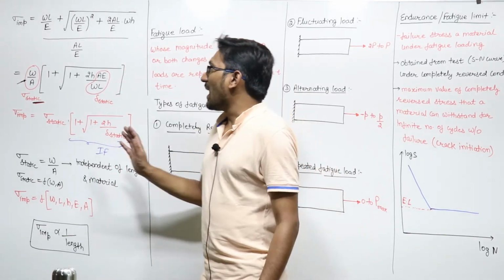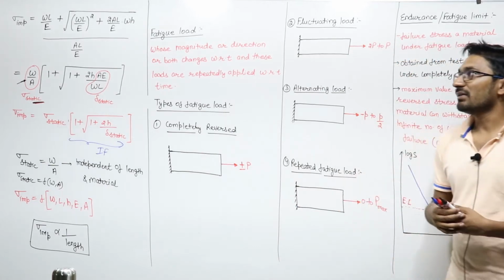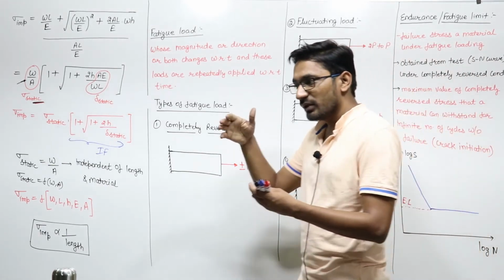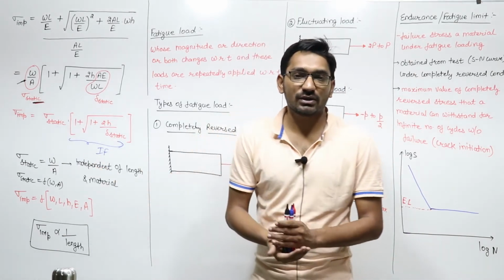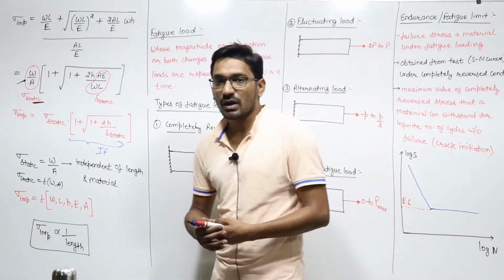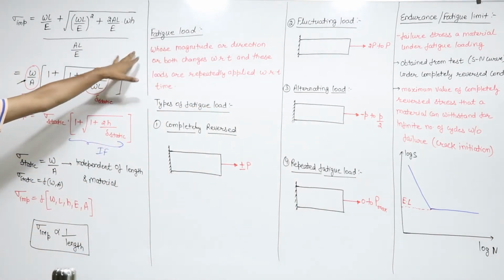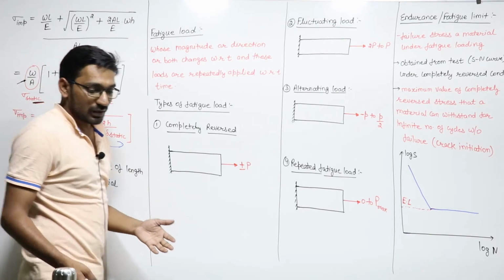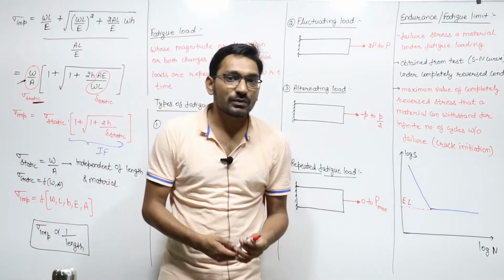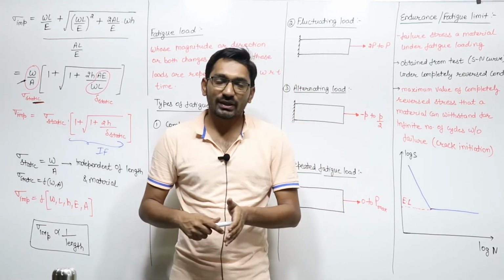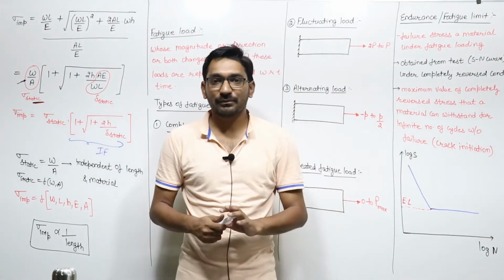So this is your impact loading, and this is the first type of dynamic load under the classification of loads with respect to time. The second is your fatigue load, right? The second type is our fatigue load. Fatigue loads are those loads whose magnitude or direction or both can change with respect to time, right?